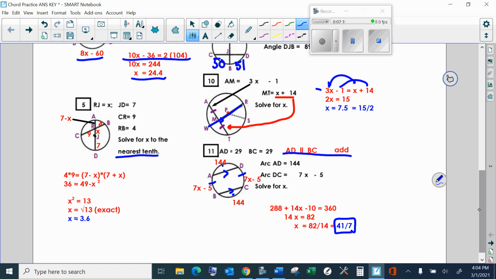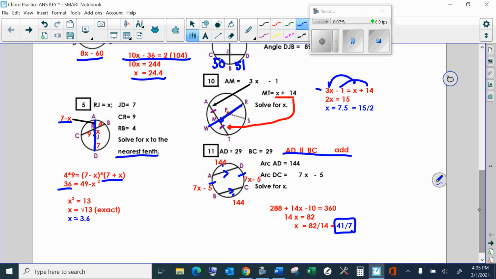So RJ is x, it says. JD is 7. Well, JD is the radius. So if this piece up here is x, then this other piece up here has to be 7 minus x to add to 7 for the total length of the radius, which we know we got 7 from this side. Okay, so now I know those pieces. Okay, and I got 2 chords that intersect. So again, the individual pieces, 9 times 4, 36 equals 7 plus x times 7 minus x, that piece.